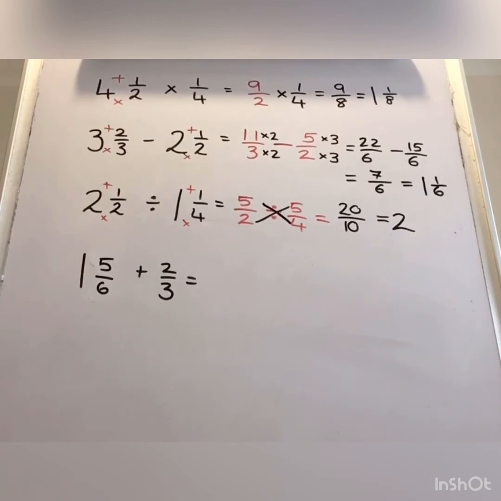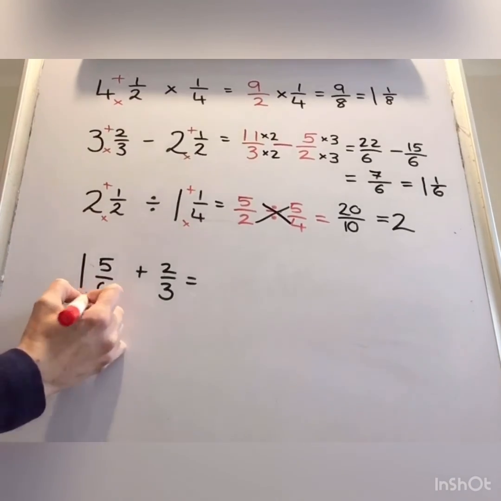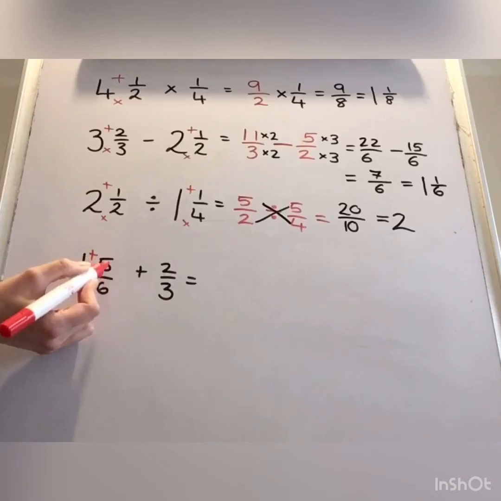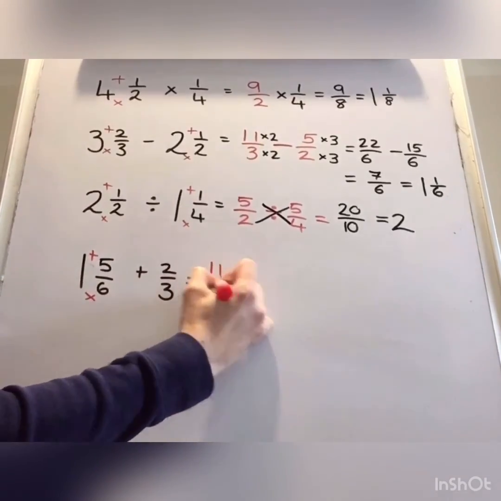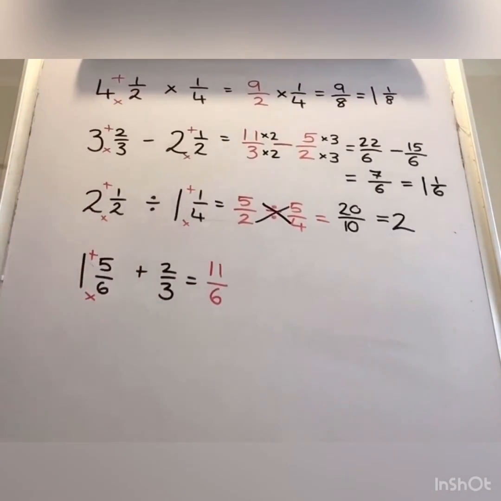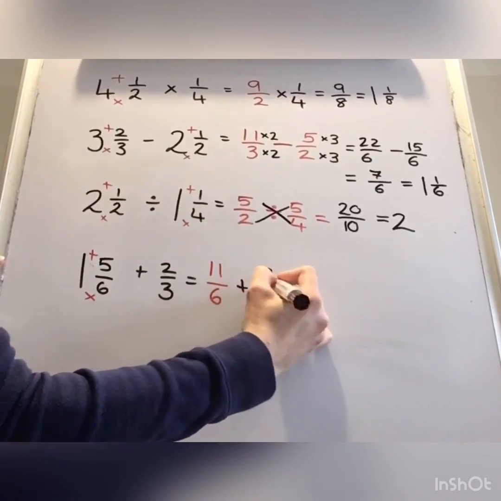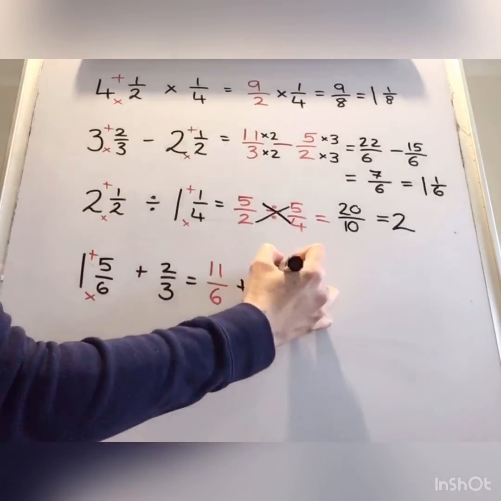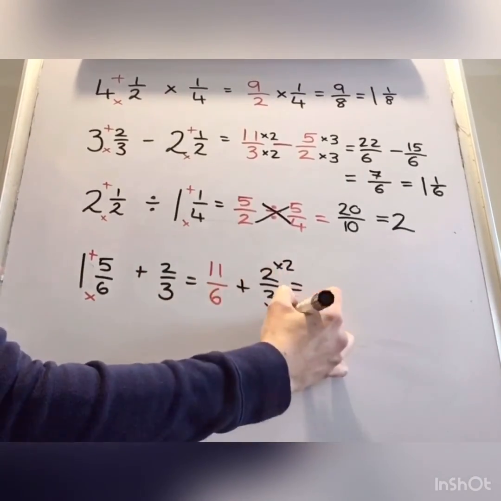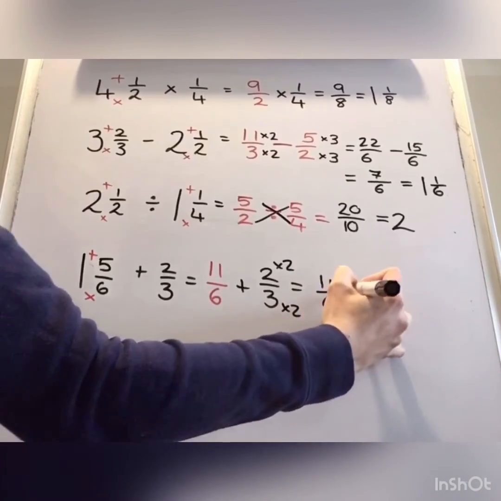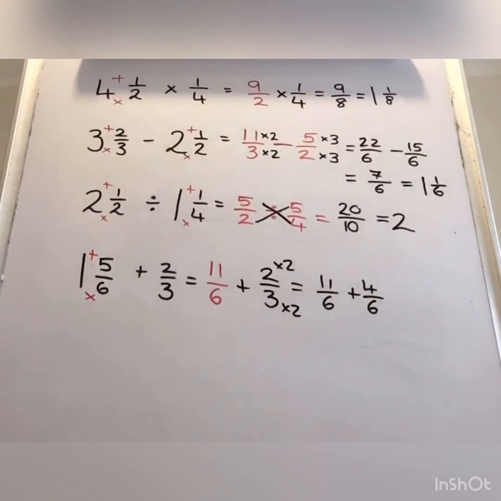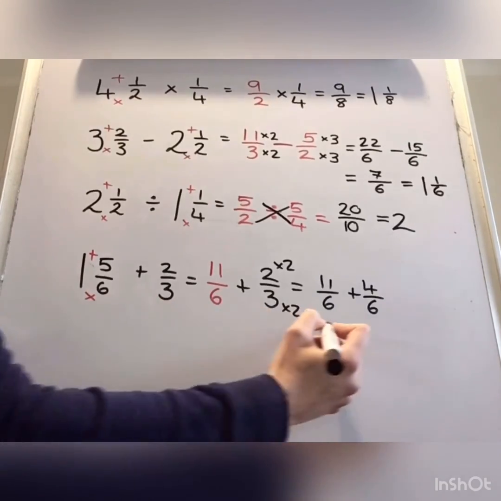Okay, and for the final question, we're going to convert this mixed number into an improper fraction. 1 times 6 is 6, add the 5 is 11. So we get 11 over 6 plus the 2 over 3. Now we know that when we add and subtract fractions, we need the same denominator. Now this one here can be multiplied by 2 in order for us to get a common denominator of 6. So we only needed to change one fraction in this case.